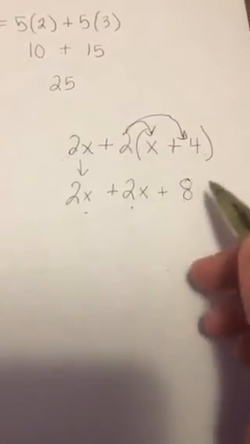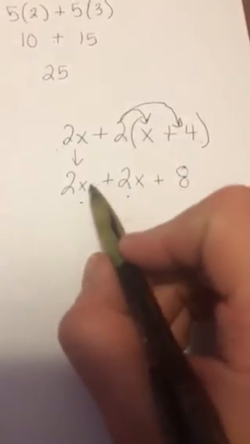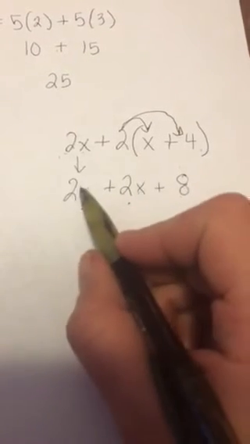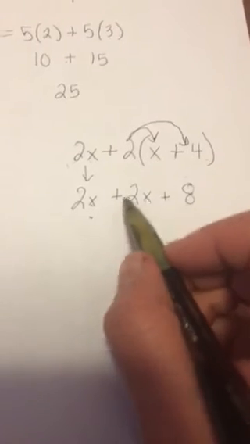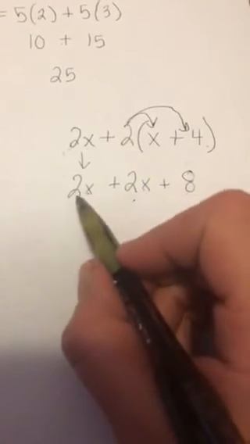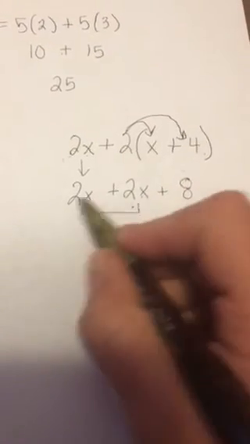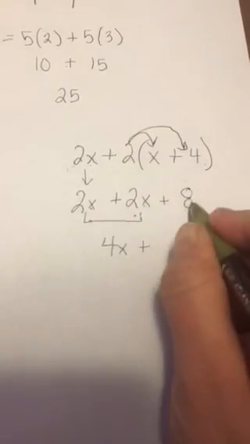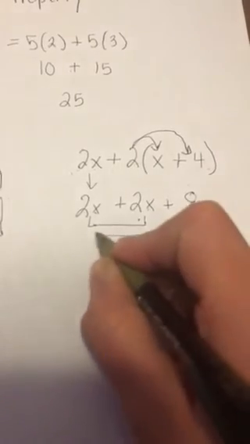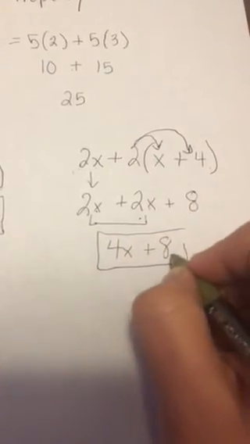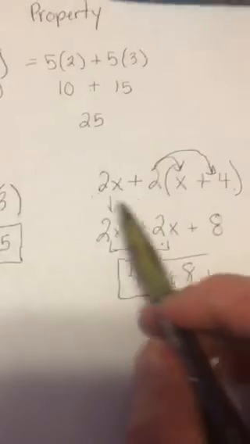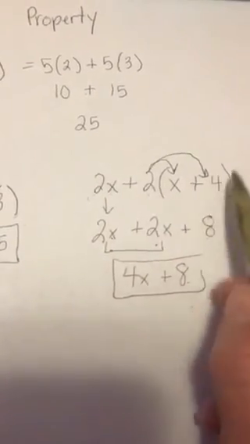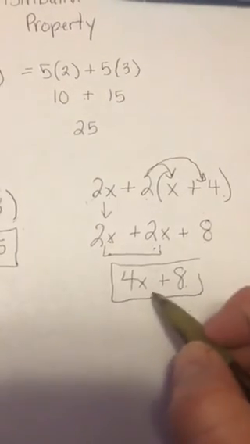Now if you watch the other video about combining like terms, we know that if terms have the same variable with the same exponents, this one doesn't have an exponent, the exponent would just be 1, we can combine them. So 2x plus 2x is 4x, and then the rest of our expression plus 8. So 4x plus 8 is a simplified expression of 2x plus 2 parentheses x plus 4. By using the distributive property, we simplified it down to 4x plus 8.